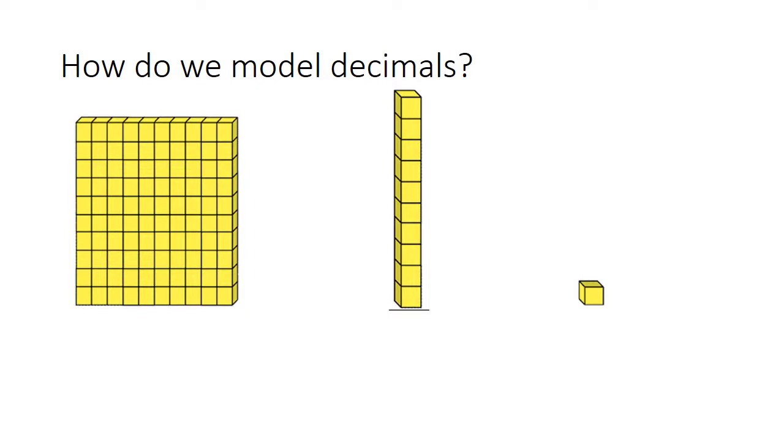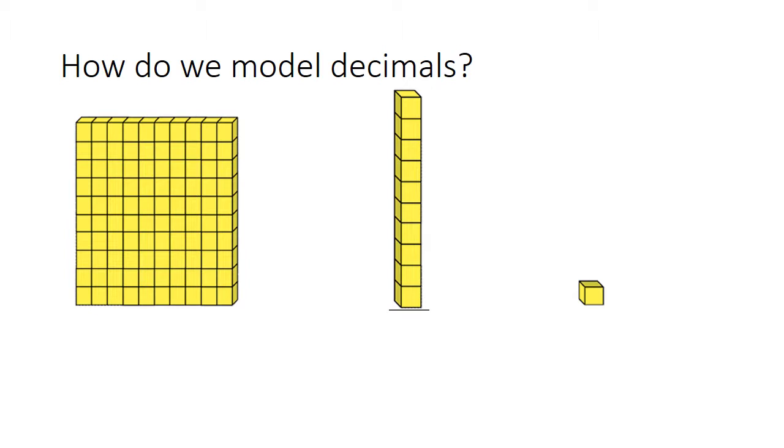Finally, I want us to go over how we can model decimals. So these yellow figures that you see in front of you are called base 10 blocks. I have them in my classroom. I believe they're blue and green in my classroom, but today we're just going to look at yellow versions of that. The first block is called a flat. The second longer block is called a rod, and the last block is called a cube.